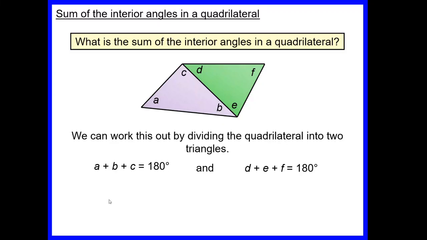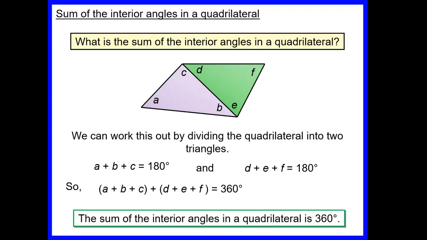We can see now that we've got all of the interior angles of our quadrilateral. This one here is made up of C and D together, this one here is F, and this one is made up of B and E together. So if we add all of those angles together, 180 plus 180 gives us 360 degrees. So there are 360 degrees in a quadrilateral.